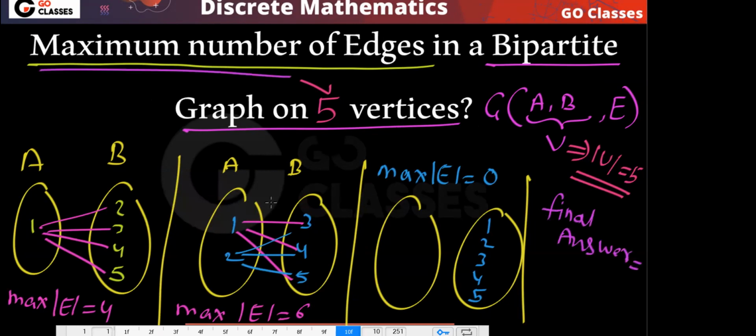Because we want the maximum number of edges when you have 5 vertices. So this situation will give us the maximum number of edges. The maximum number of edges you can get is 6. This is what I'm saying. You have 5 vertices, and with 5 vertices in a bipartite graph, you can get a maximum of 6 edges. You cannot get more than 6. This is the maximum number of edges you can get.